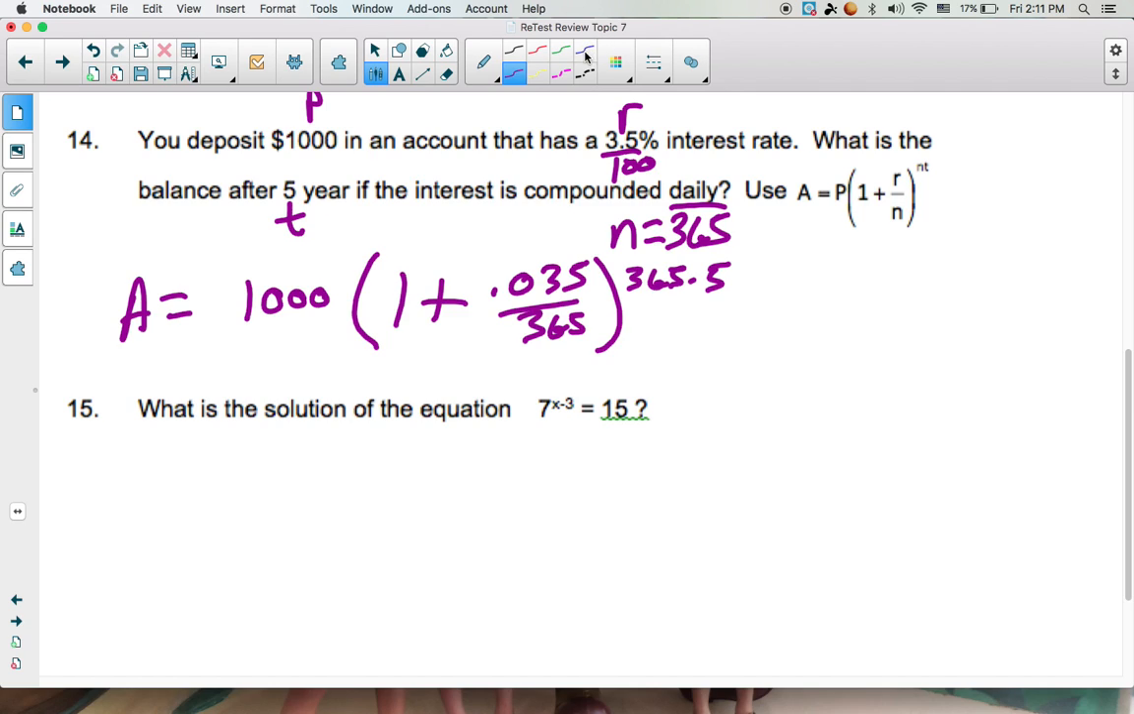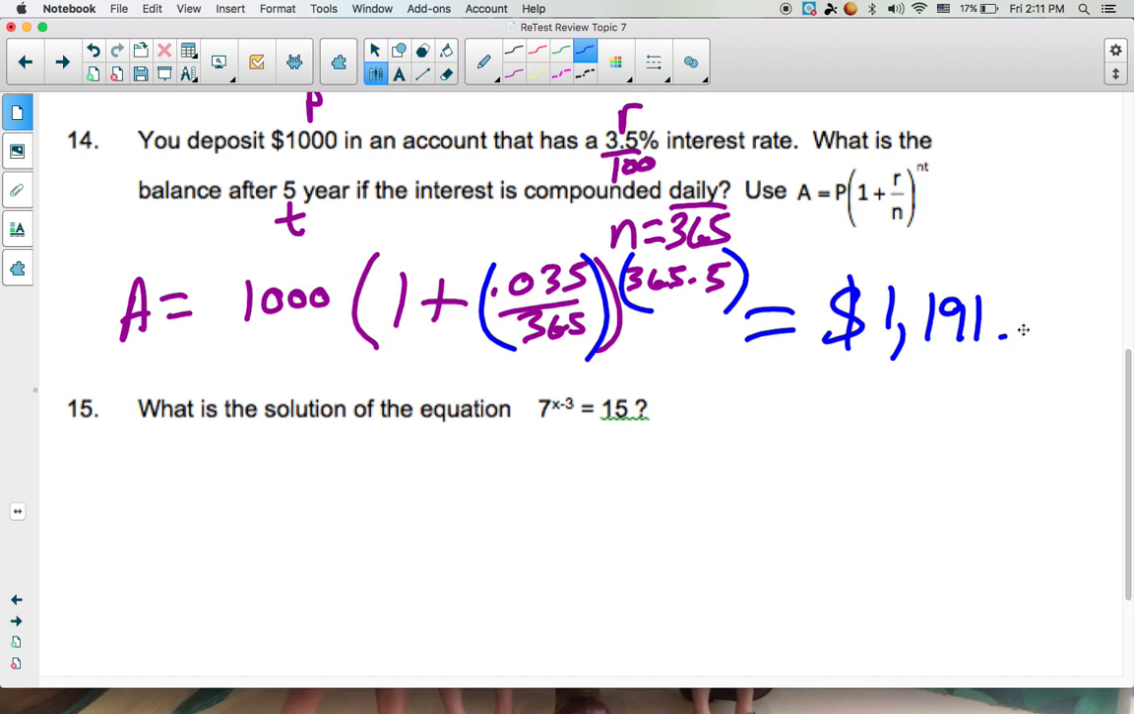And if I was going to use a calculator, I would put this in parentheses and this in parentheses, and you can type it in just like you see it on the page here. And if you do it correctly, you should get $1,191.24.